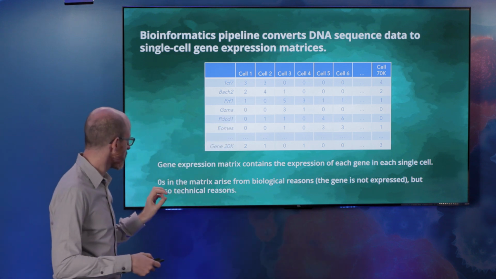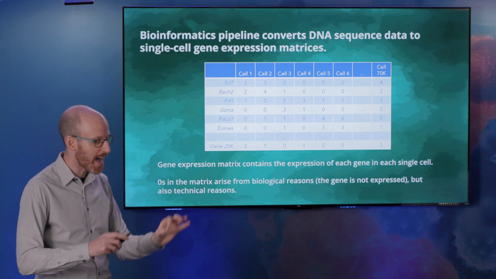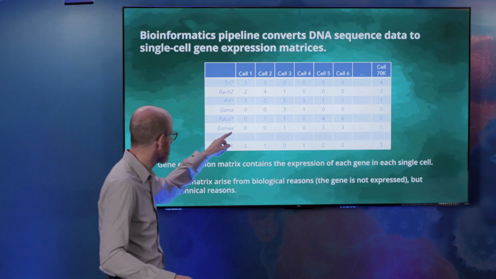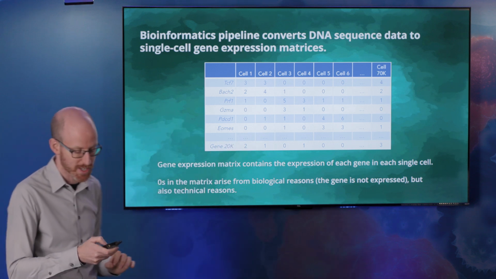However, the zeros also can arise from technical reasons because it's very hard to actually capture all the RNA that comes from a single cell. You can imagine a single cell is very, very small. It's on the order of 10 microns or so. And the RNAs, there's many of them, and being able to capture all of them is difficult. So sometimes you just fail to capture the RNA and you get a 0 in that matrix.